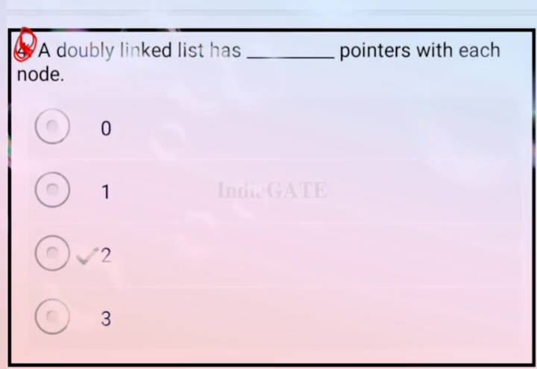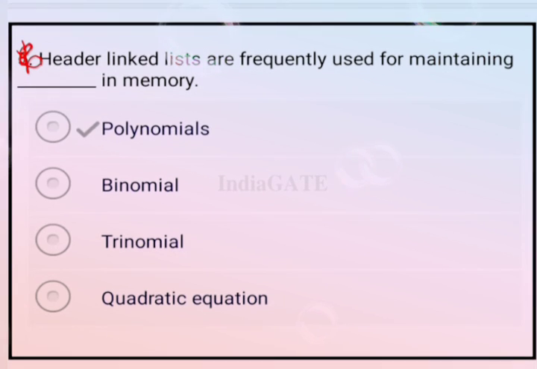A doubly linked list has dash pointers in each node. So a doubly linked list has 2 pointers. Okay, option C is your correct answer. Now come to the next question.